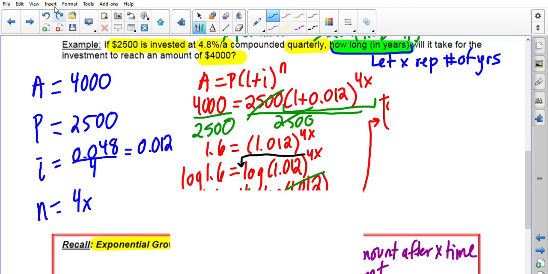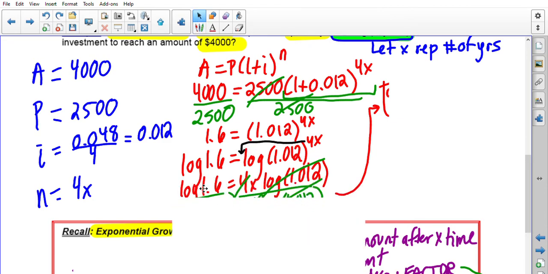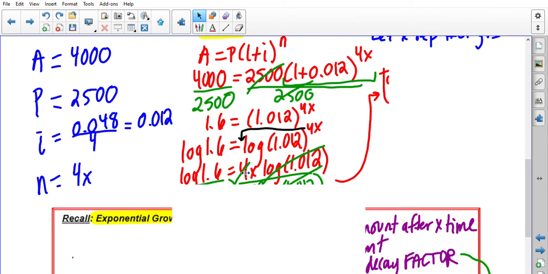Down to the front. Okay, that'll help us with isolating. So we get 4x down to the front times log 1.012. Right away you can notice that the two coefficients here are 4 and log 1.012. They're both being multiplied by x, so do it at the same time.